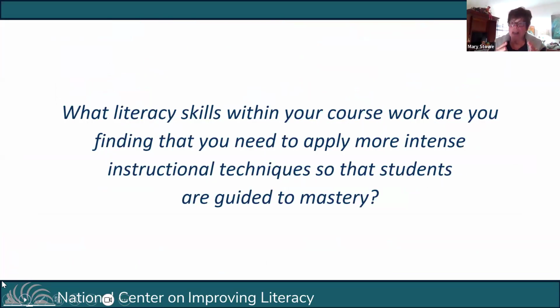So I'm hoping that while we've been together, you've been thinking about the literacy skills within the coursework that you are providing. Have you thought about a way that you might apply even more intense instructional techniques to the students that you're working with? I'm hoping that you've begun to think about this layering on process. You have several tools available to you to begin to think about that. And so I would encourage you to think about how you are going to intensify the work that you need to intensify for students when they're not making the progress that I need for them to make.